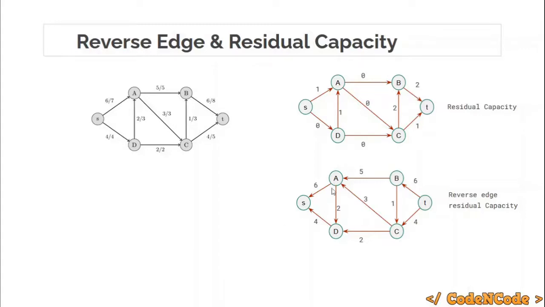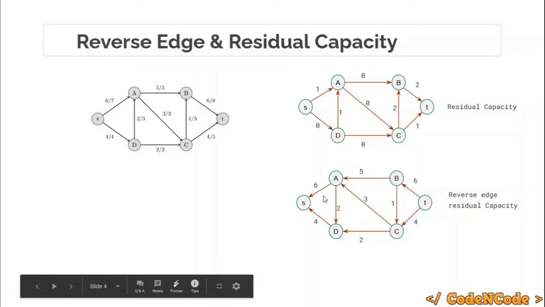But for the reverse edge that we are assuming, that is from A to S, the capacity of this edge is 0, and the flow is 6 in the original edge, so the flow in this edge would be minus 6, so 0 minus minus 6 is plus 6. Basically, if the flow in the original edge is X, then the residual capacity in the reverse edge would be X as well. So here the flow is 6, so the reverse edge also has capacity 6.